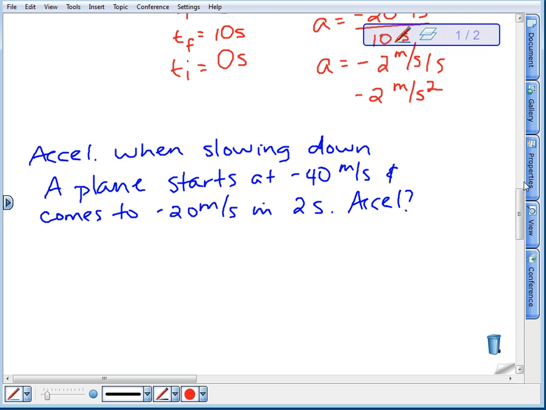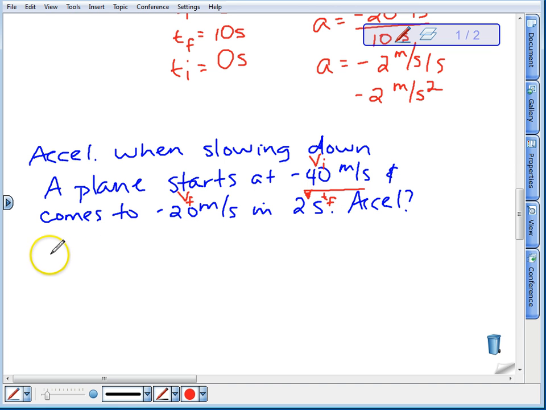Let's look at acceleration when we're slowing down now. Those two were examples of speeding up. Now we're going to slow down. Here we've got a plane that starts out. So I know I'm starting out at this velocity, so that's my VI. And then it comes to negative 20 meters per second. That's my final velocity. And it takes me 2 seconds. That's my time, my final time, 2 seconds.